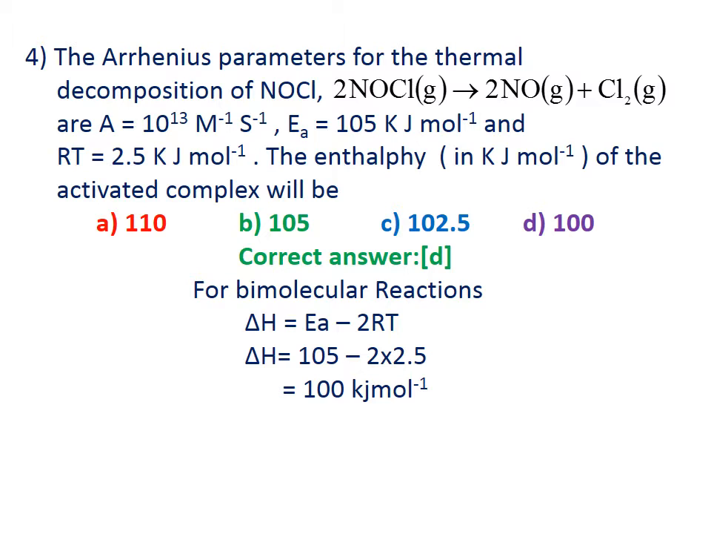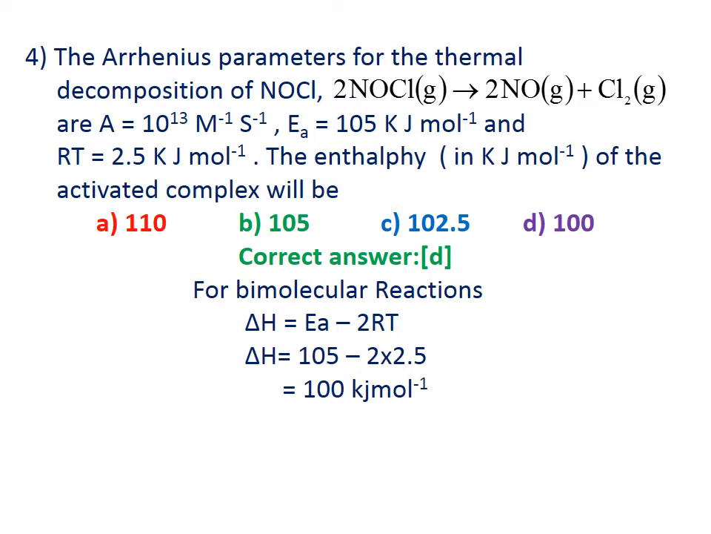Question number 4. The Arrhenius parameters for the thermal decomposition of NOCl, 2 NOCl gas gives 2 NO gas plus Cl2, are A equal to 10 to the power 13 mol^-1 dm^3 s^-1, Ea equal to 105 kilojoules per mole, and RT equal to 2.5 kilojoules per mole.